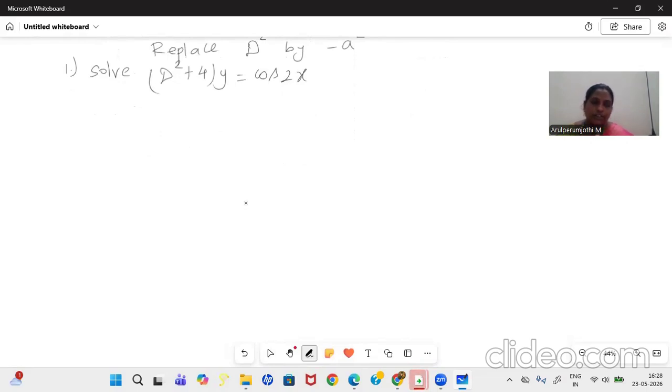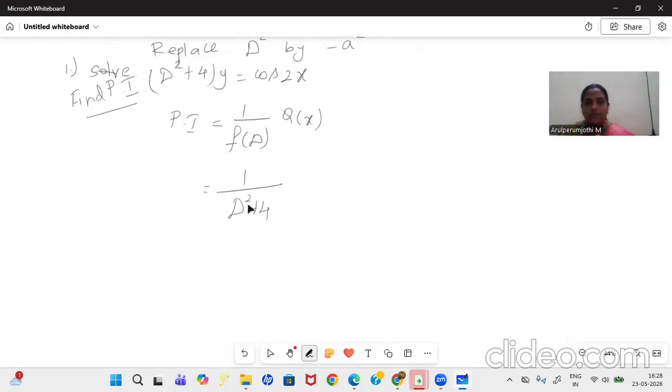We have found the complementary function in the previous two problems, right? So here we'll find only PI. Okay. So to save time, I'm going to find only PI. So PI, what is the general formula? It is 1 by f of d into q of x. So it is 1 divided by d square plus 4 into cos 2x.